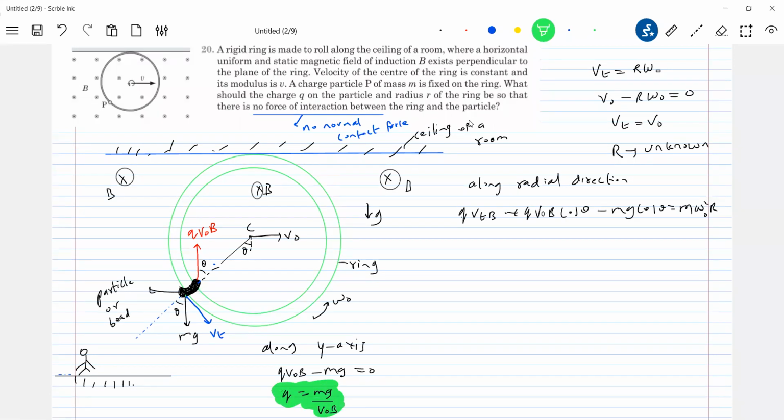Now come for this, along the radial direction. What are the forces acting? Component of this, then component of this one, QV0B cos theta. Then mg cos theta. Then what is this QVTB?